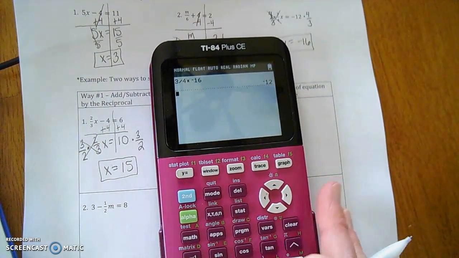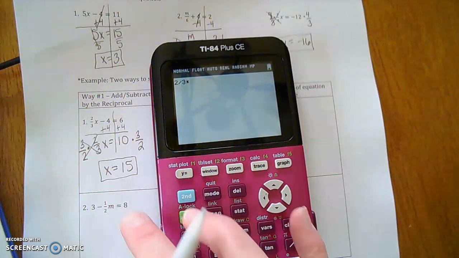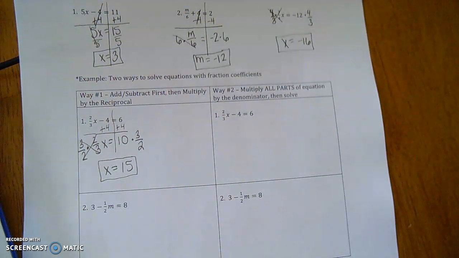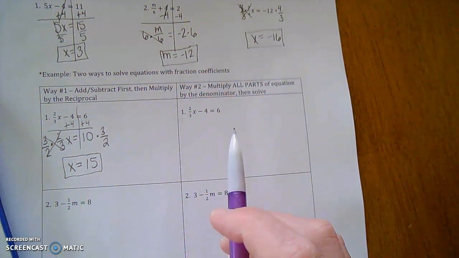Again, if you want to check it in your calculators, 2/3, 2 divided by 3, times the answer we got, which is 15, minus 4, does equal 6. So we know we did it correctly. The other way to do it, and it says it right here, is to multiply all parts of the equation by the denominator, then solve it.